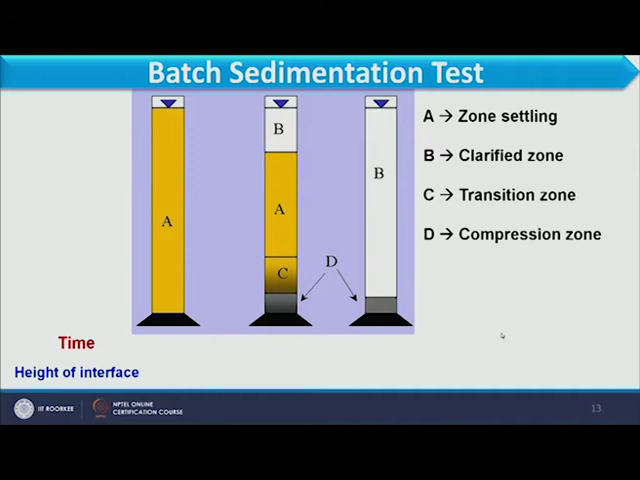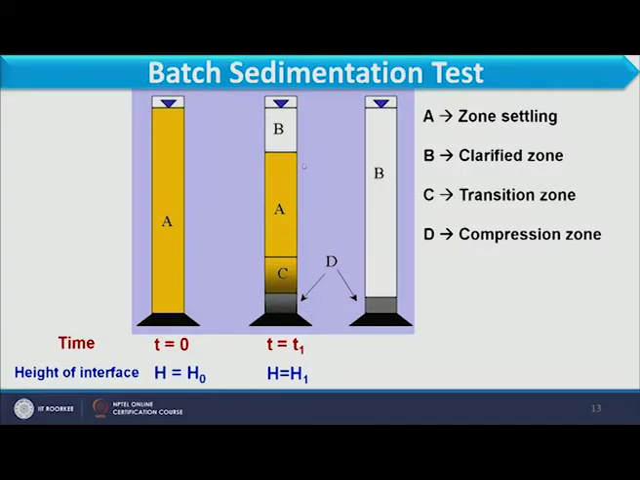And similarly, the height of the clarified zone will keep on increasing. So that is nothing but the batch sedimentation test. Now what we have to observe over here is time as well as height of the interface. Which interface? The interface of the thickening zone and the clarified liquid zone. That height we have to observe from the bottom after certain time.